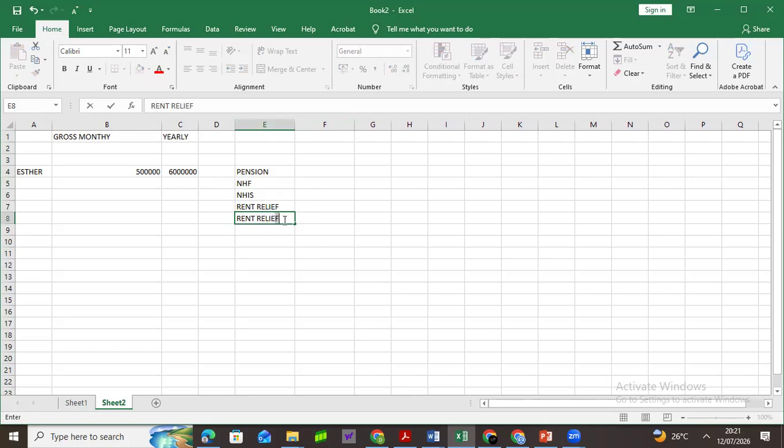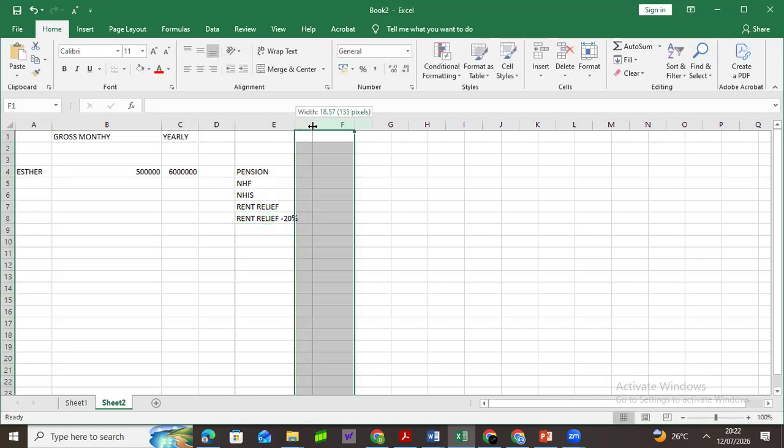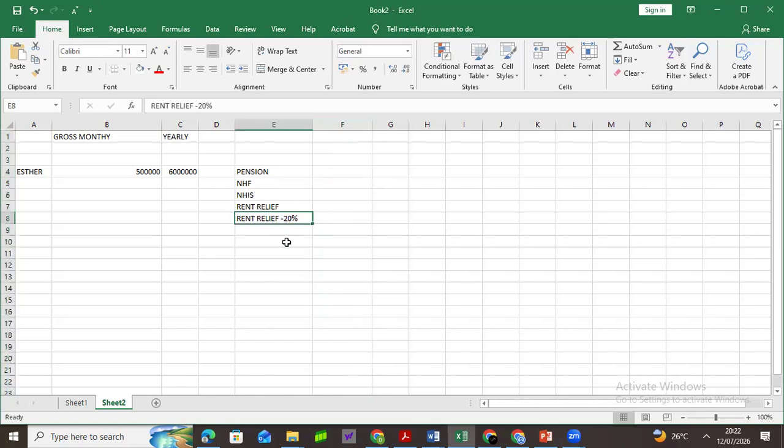Do we understand the rent relief? Yes. 20% of annual rent. Rent relief is 20% of annual rent, but the cap is at 500K. So if 20% of your yearly rent is more than 500K, we cannot give you more than 500K tax exempt. It's only 500K relief we are giving you. That's what the new tax law is saying.